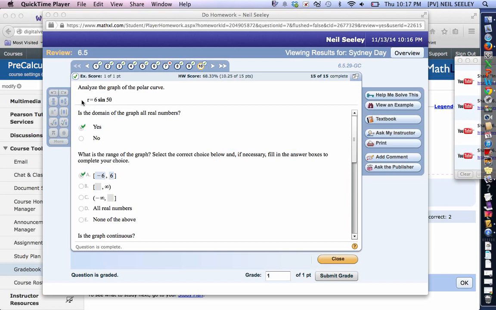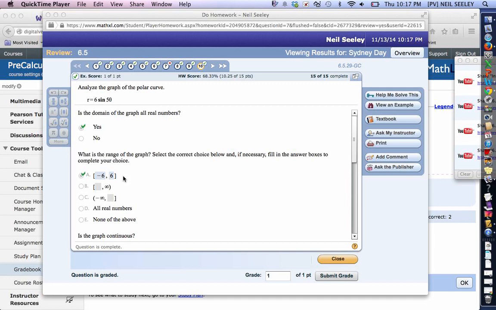So when they ask for domain, domain is the input possibilities. Input is theta, so it's all reals. Anytime you have a polar curve, your domain is going to be all reals. Any theta is fine. Now the thing is, as you increase theta, you're going to keep retracing the same graph. For instance, a rose curve with an odd number of petals traces out in 0 to pi. So anything beyond that, you're just retracing your steps.